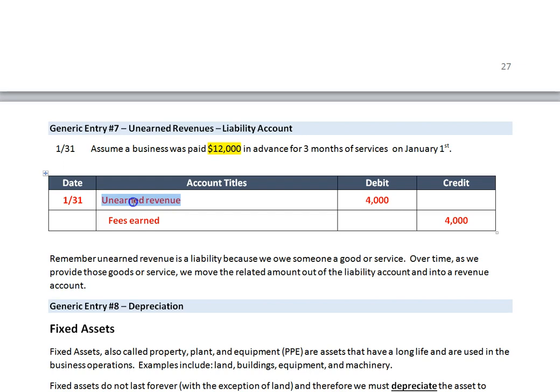Remember, unearned revenue is a liability account, so debiting it reduces the account. But effectively, we're taking the amount out of unearned revenue, the liability account, and putting it into an actual real revenue account because we've earned that portion of the money.